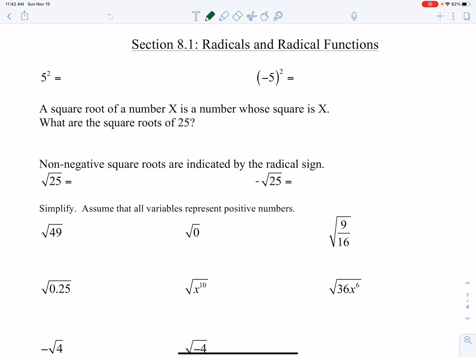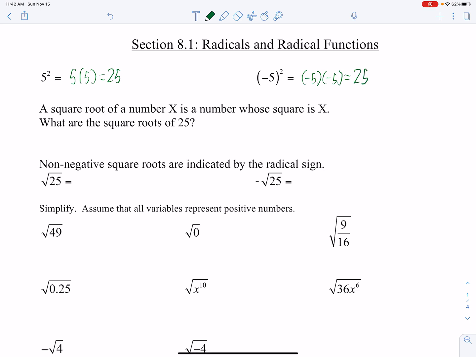Let's remember what it means to square something. Squaring something means multiplying it by itself. So if we have 5 squared, that would be 5 times 5, we would get 25. Same sort of thing if we have negative 5 squared. That would be negative 5 times negative 5, and we get positive 25 again.